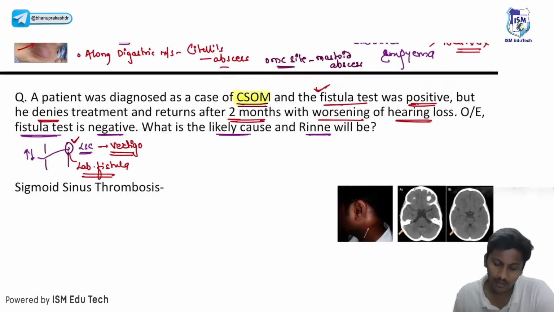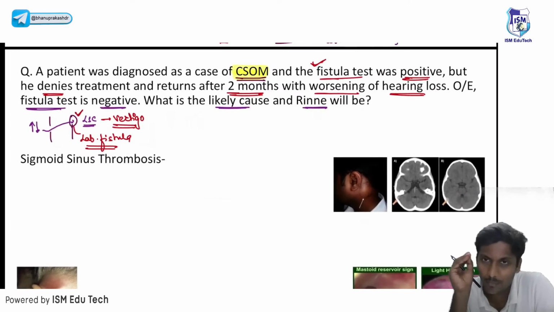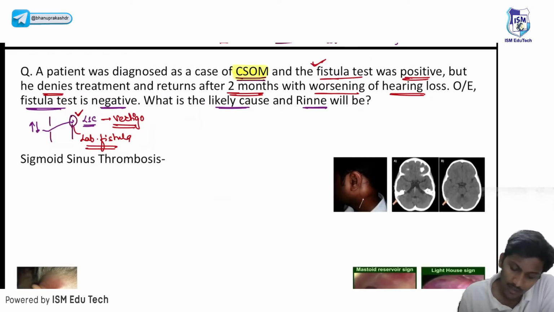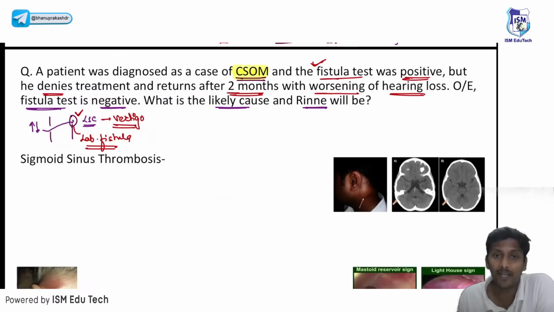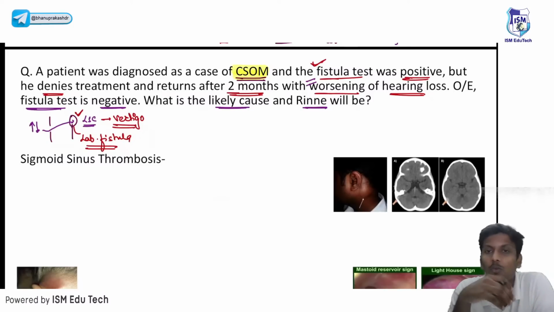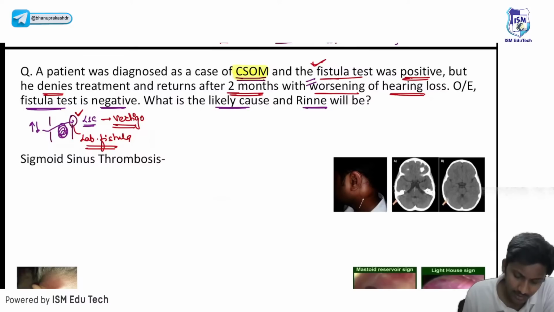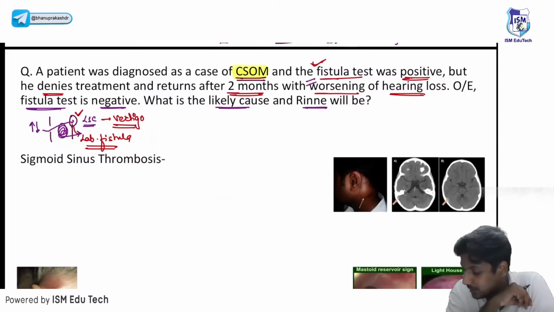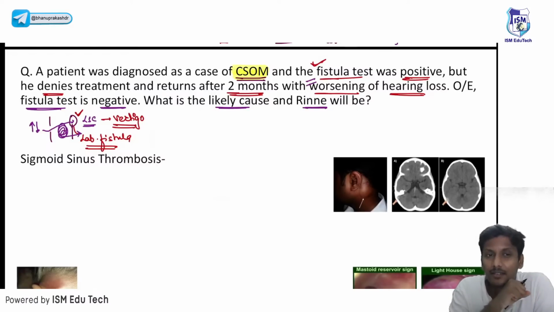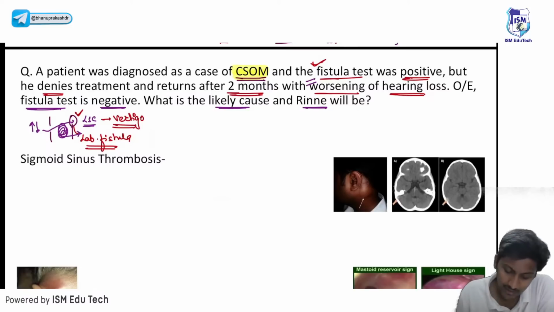So definitely here the patient was a known case of CSOM, and therefore he has developed a labyrinthine fistula as a complication, due to which the fistula test was positive. But now he denies the treatment and returns after 2 months with worsening of the hearing loss. Definitely what has happened, the infection has increased and has spread from the middle ear to the inner ear as well. And what has happened to the inner ear? The inner ear has been completely damaged. The inner ear is completely dead.